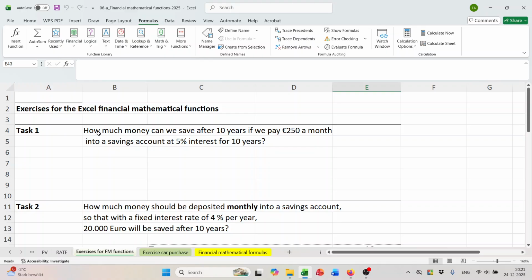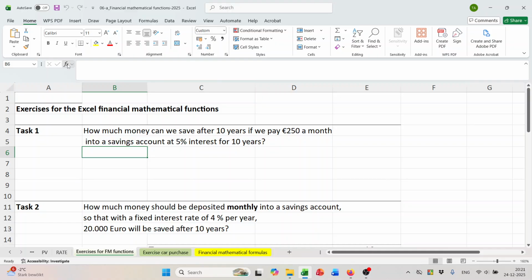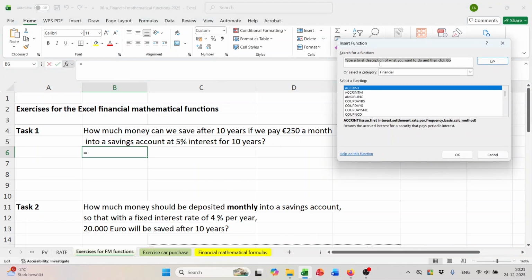Task one: how much money can we save after 10 years if we pay €250 a month into a savings account at 5% interest for 10 years? If we follow these conditions, what money will be in our account after 10 years? So we have to calculate the future value. We can do it with the FV function, so we click here and find FV.